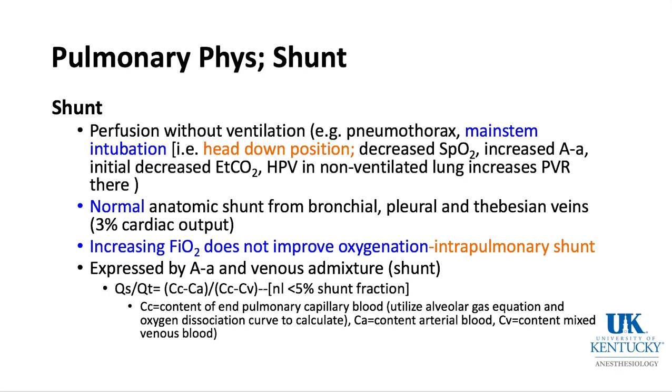And increasing FiO2 does not improve oxygenation much when there's a large interpulmonary or intracardiac shunt. Now, shunt can be calculated using a shunt equation, QS over QT, using content of the arterial and the venous system. And for those who are interested, the equation is shown below.